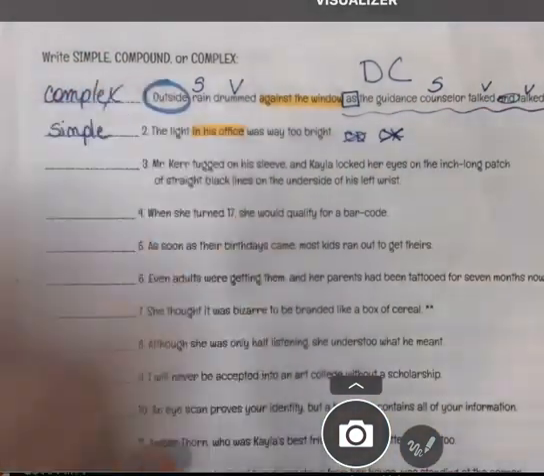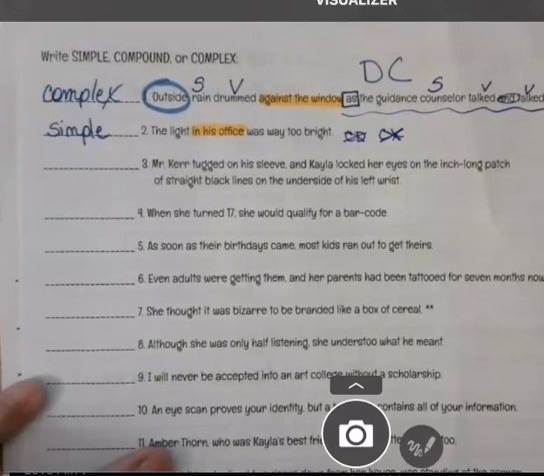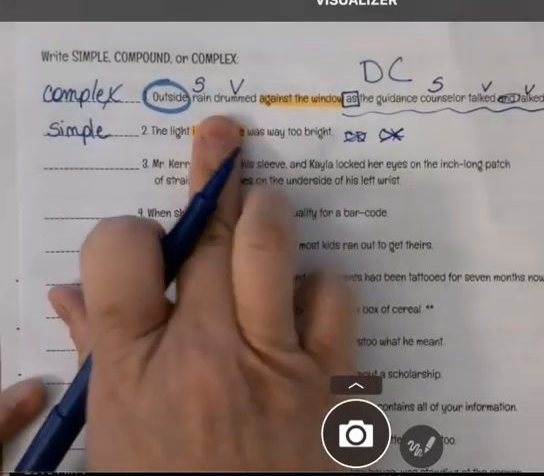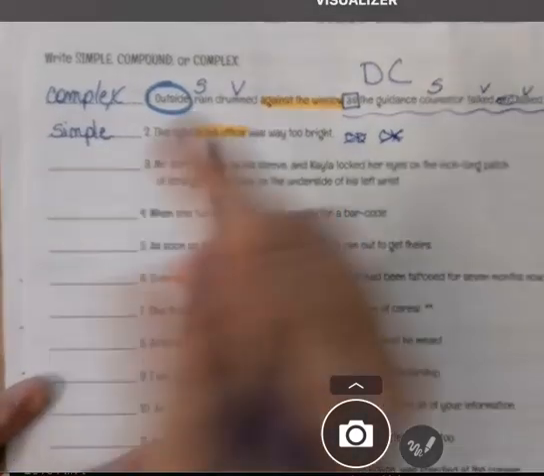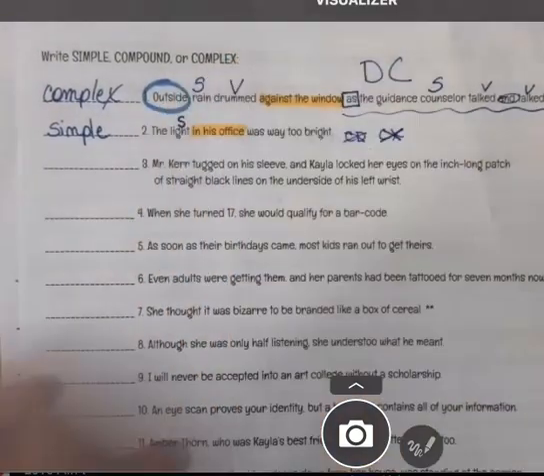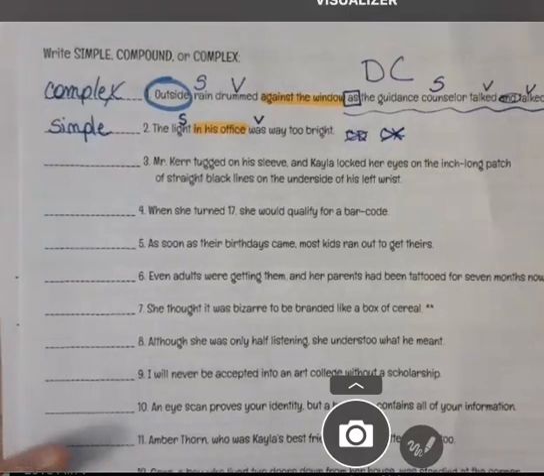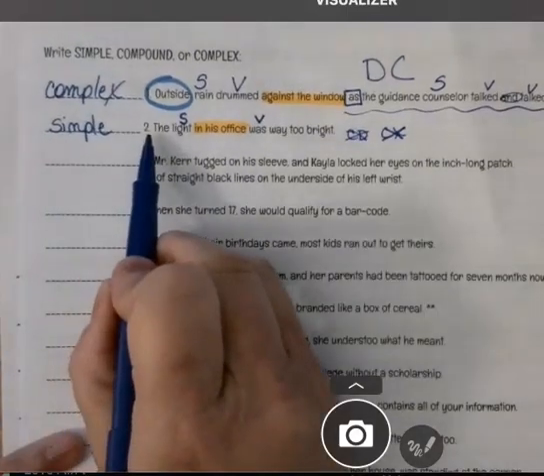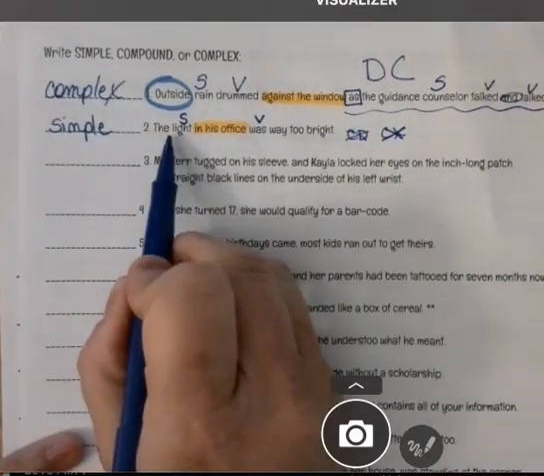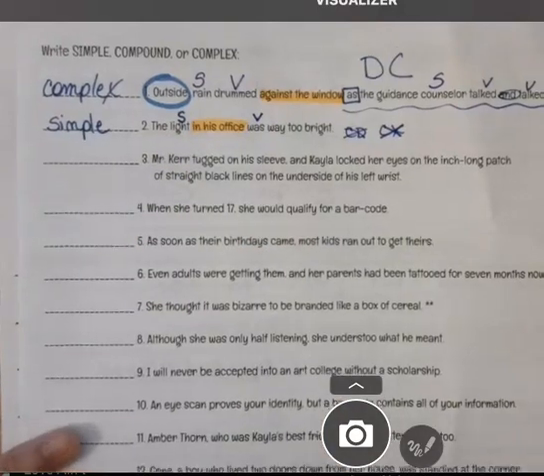And if this is simple, I should have one main subject and one verb. Now I know that in his office isn't going to be the subject because it's a prep phrase. So light must be the subject and the light was is the verb. This sentence does not have a transition because there's nothing before the light with a comma.